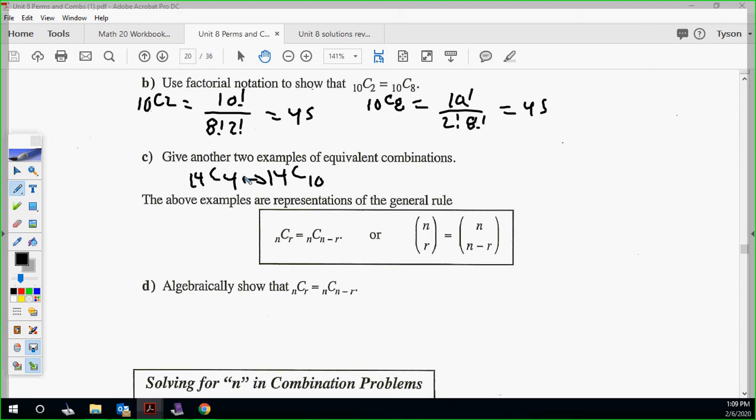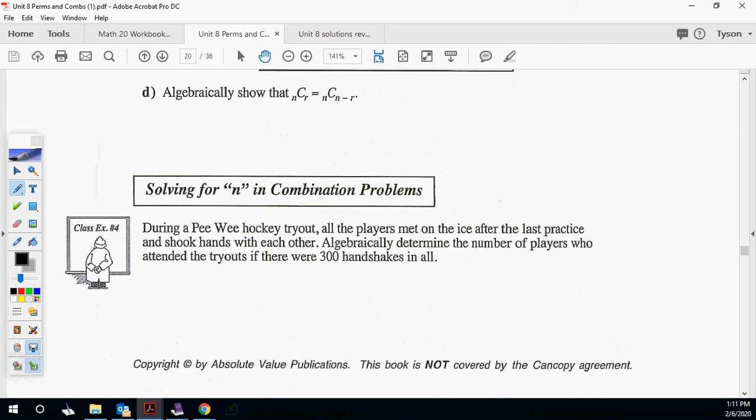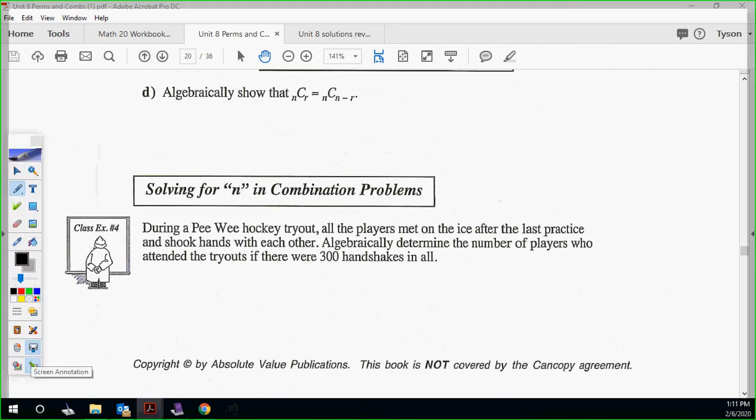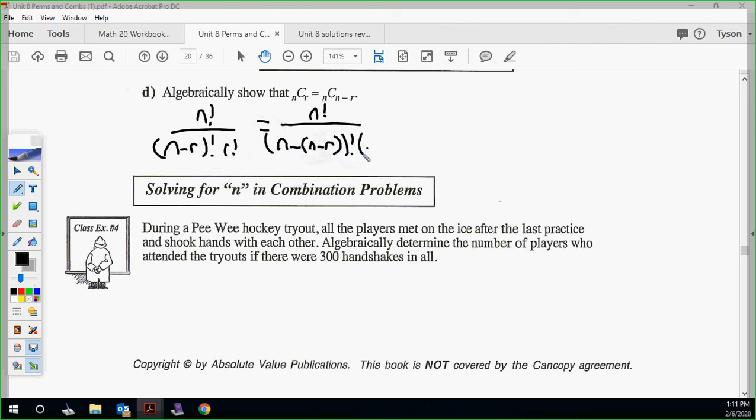And they want me to algebraically show this. They want me to do the factorials. Yeah, okay, it's just a little bit messy, but we're just proving it. All right, so if I just use my factorial formula from the previous pages that we went through, n factorial over (n minus r) factorial times r factorial is equivalent to n factorial over (n minus r) factorial times (n minus (n minus r)) factorial. I'm just plugging in the formula with the letters they gave me. I know it looks ugly for the second one. So I'm going to go ahead and just simplify the second piece, and just see what I get.